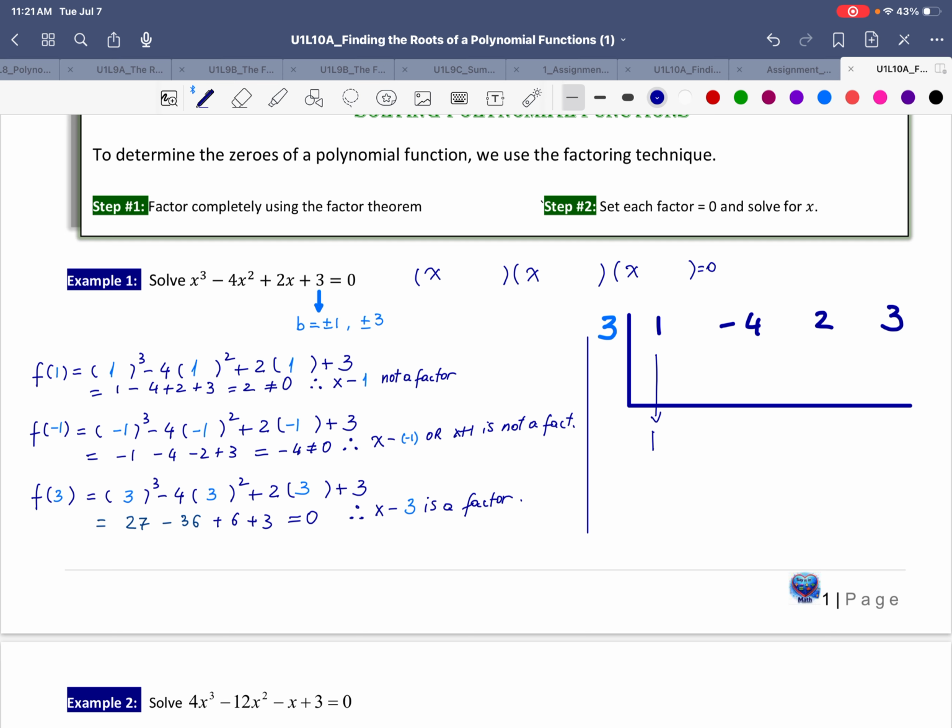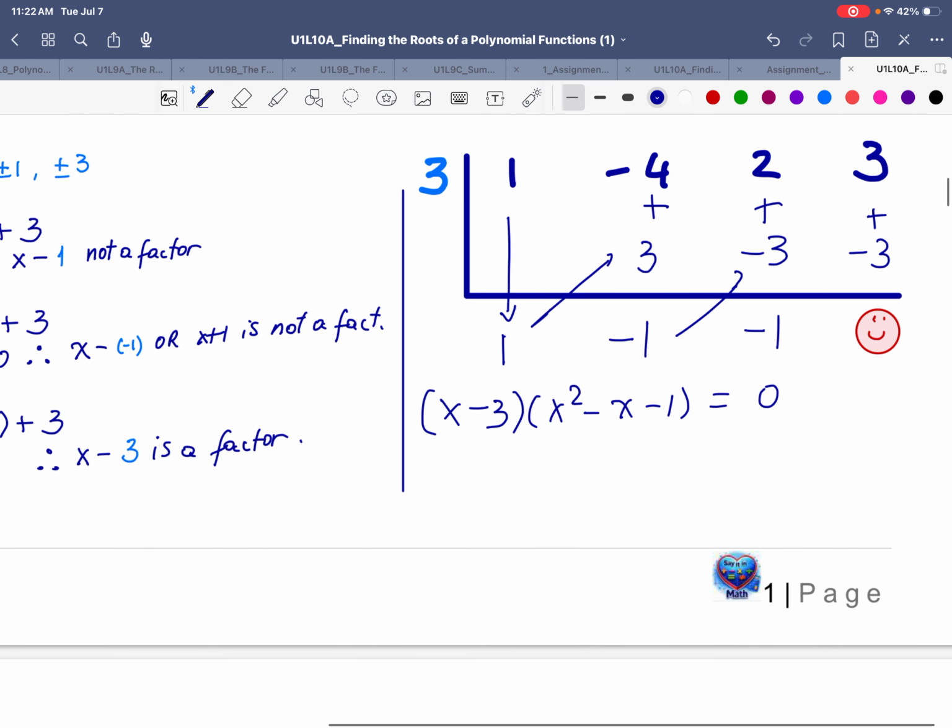And synthetic division works just fine. And then remember, 3 times 1 is going right here, 3. We add negative 1. Multiply negative 1 by 3, that's negative 3. Add again. 2 plus negative 3 is negative 1. Again, same process. 3 times negative 1 is negative 3. We add and we get a remainder of 0, which is what we expect to have at the end here. And we'll say that the factored form would be x minus 3 and then x squared minus x minus 1 equals 0.